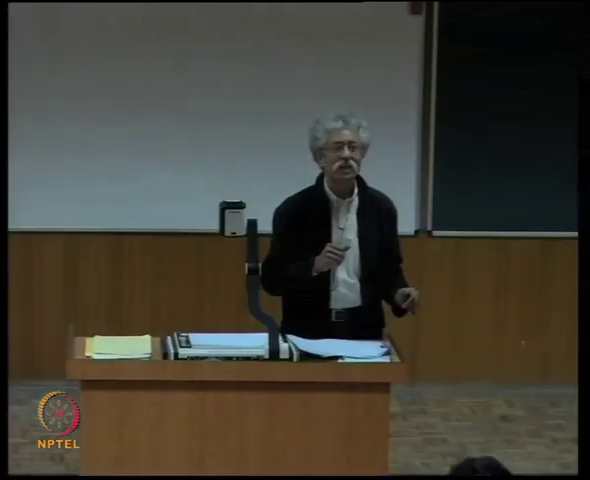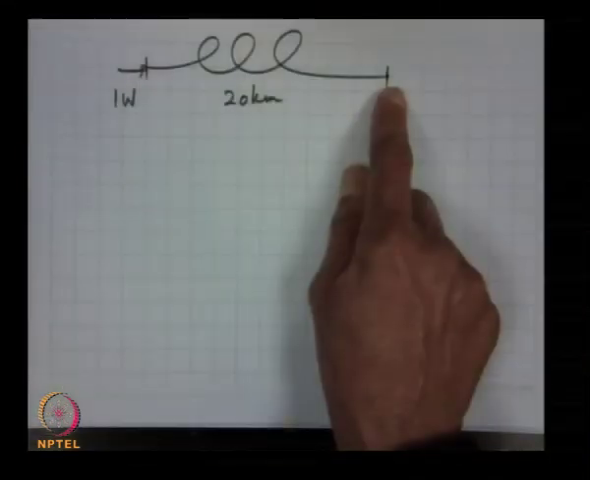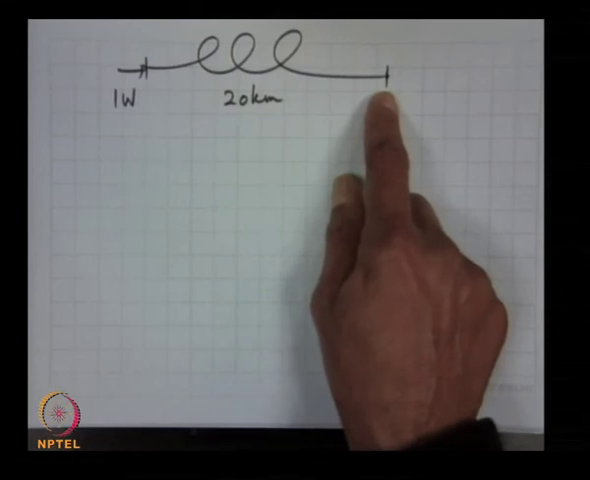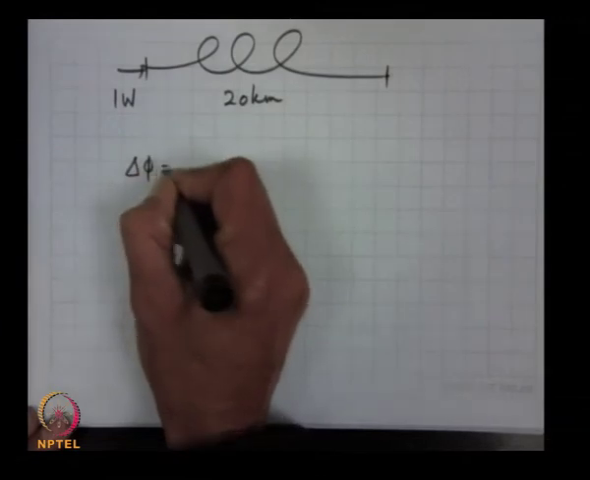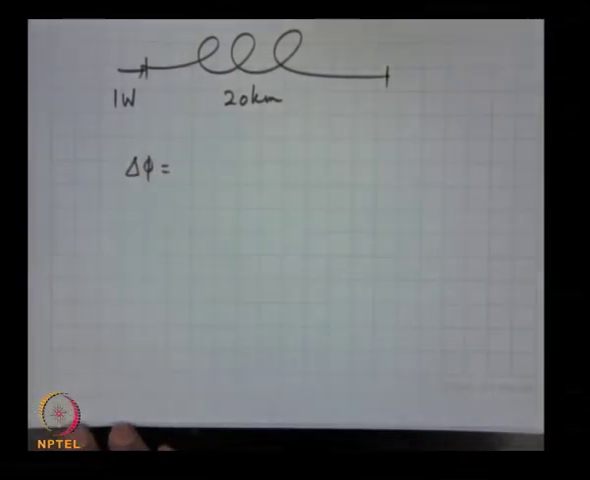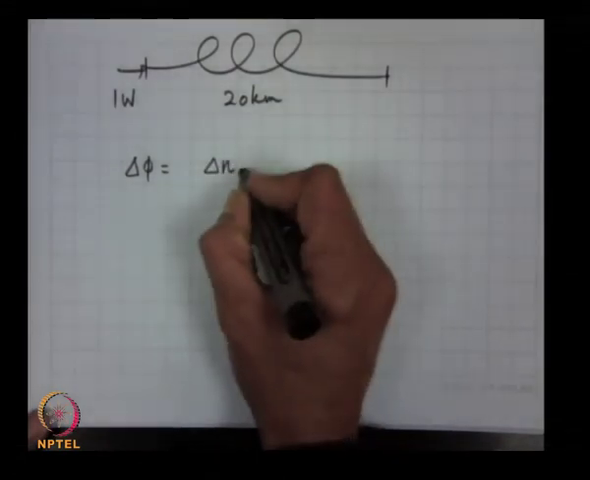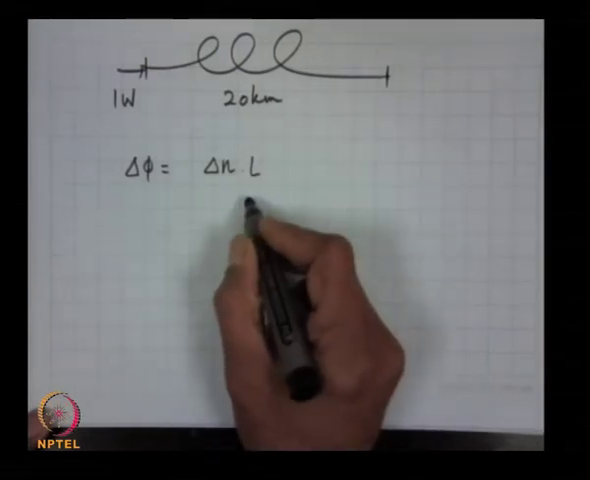Exactly. If you have 1 milliwatt of power, the light comes out with a certain phase change. If you make it 1 watt, the output phase will change. What is the change in phase that I will see? How does the phase at the output depend on power now? Delta n into length. No, that's not the change in phase. Something is missing.